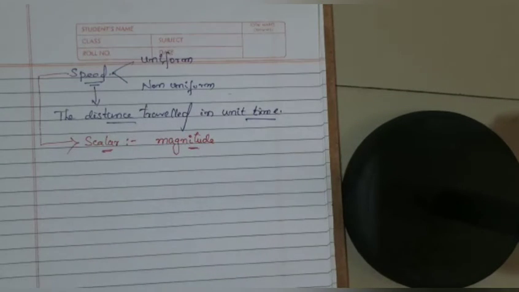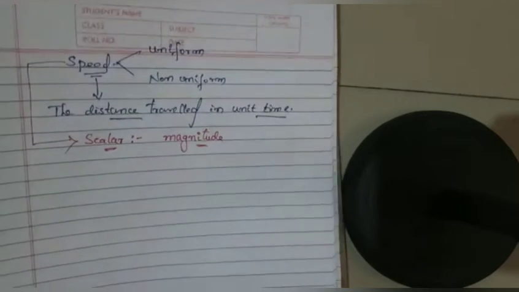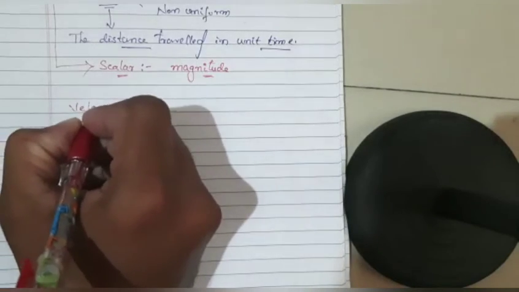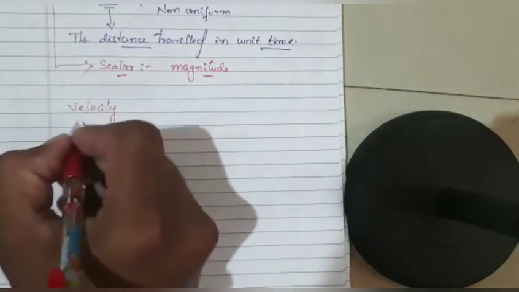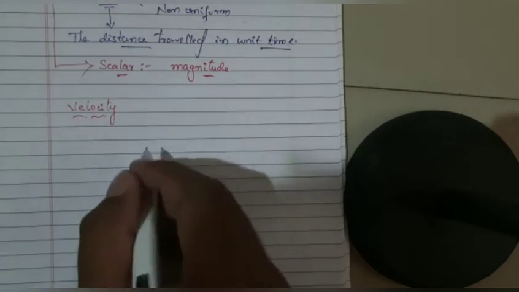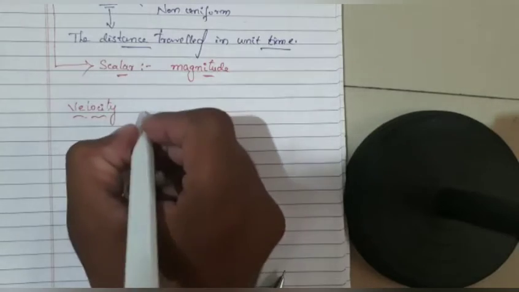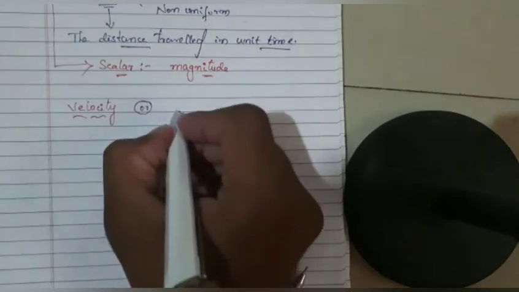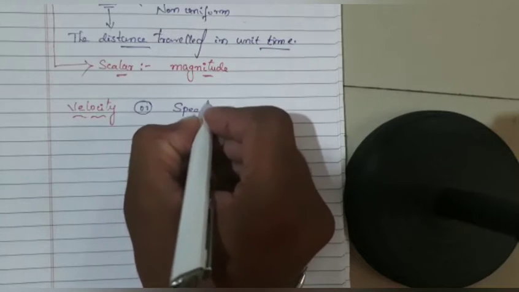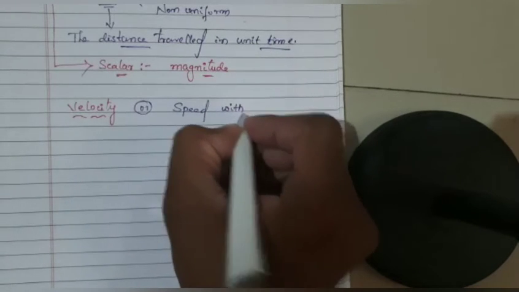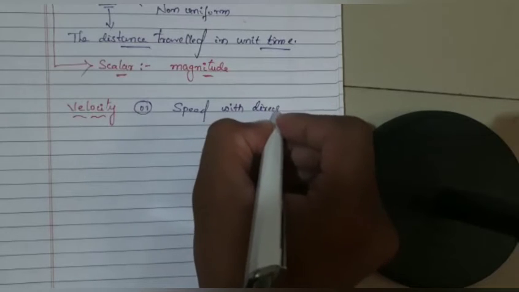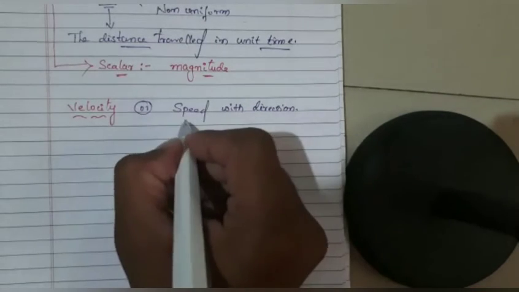These are the things we discussed in the last class. Now in this session, let us learn the concept called velocity. I think we are all familiar with this concept, isn't it? Velocity is also known as speed with direction. Speed with direction is also called velocity, right?